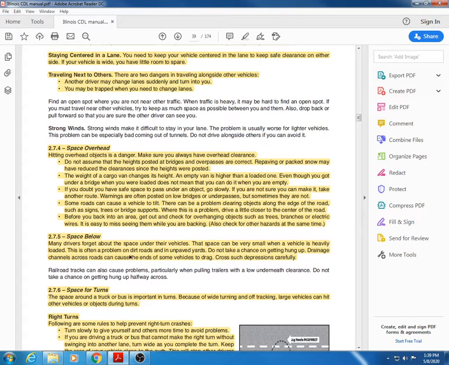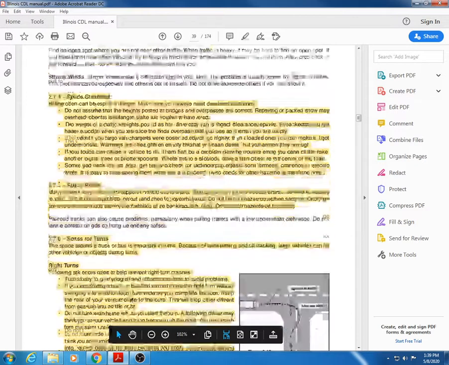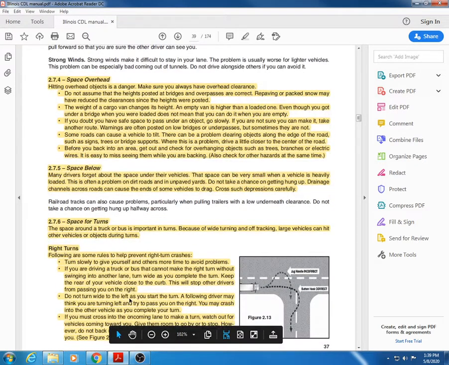So dirt roads and unpaved roads are often a problem. Don't get hung up. Drainage channels and railroad tracks are always an issue as well. Always leave yourself space for turns.